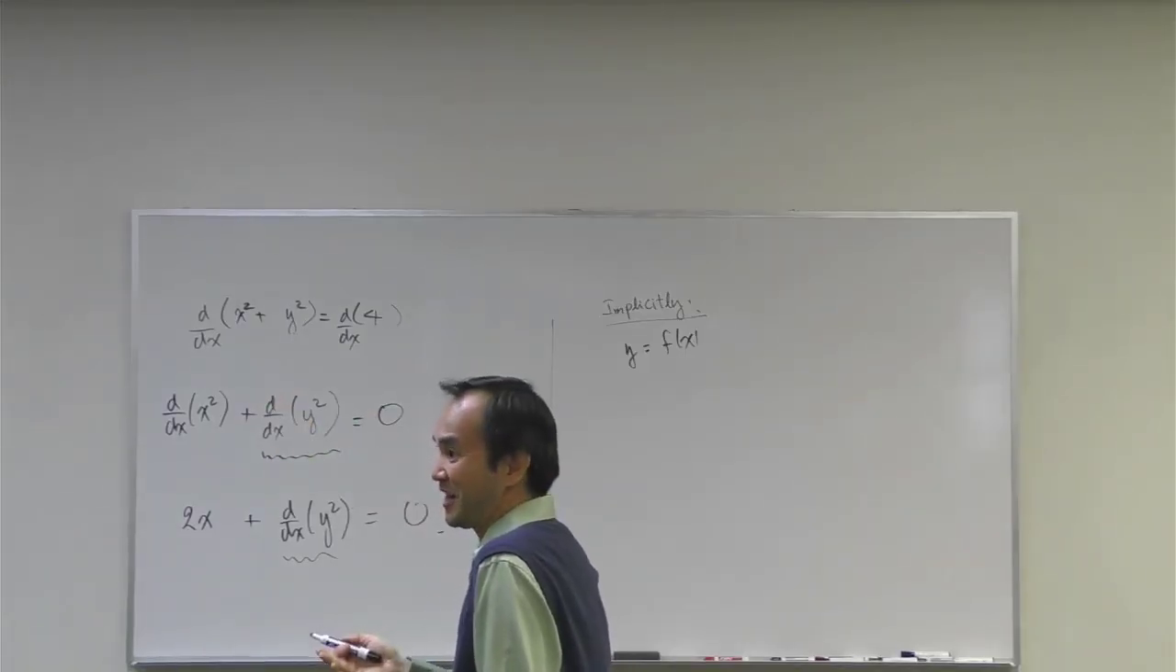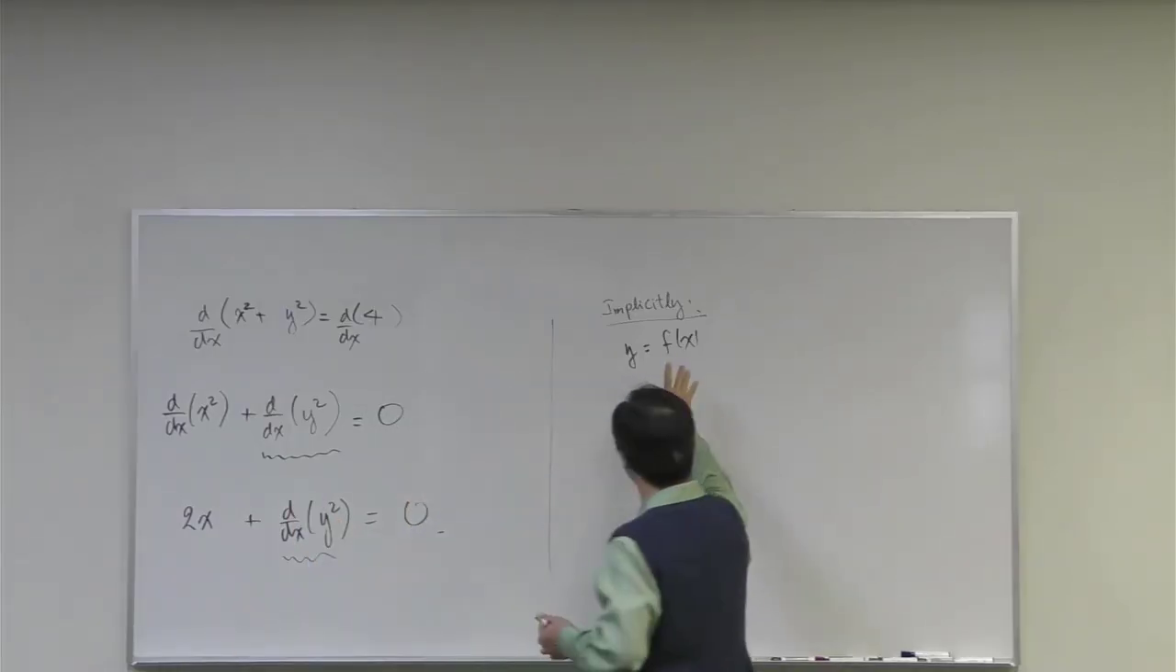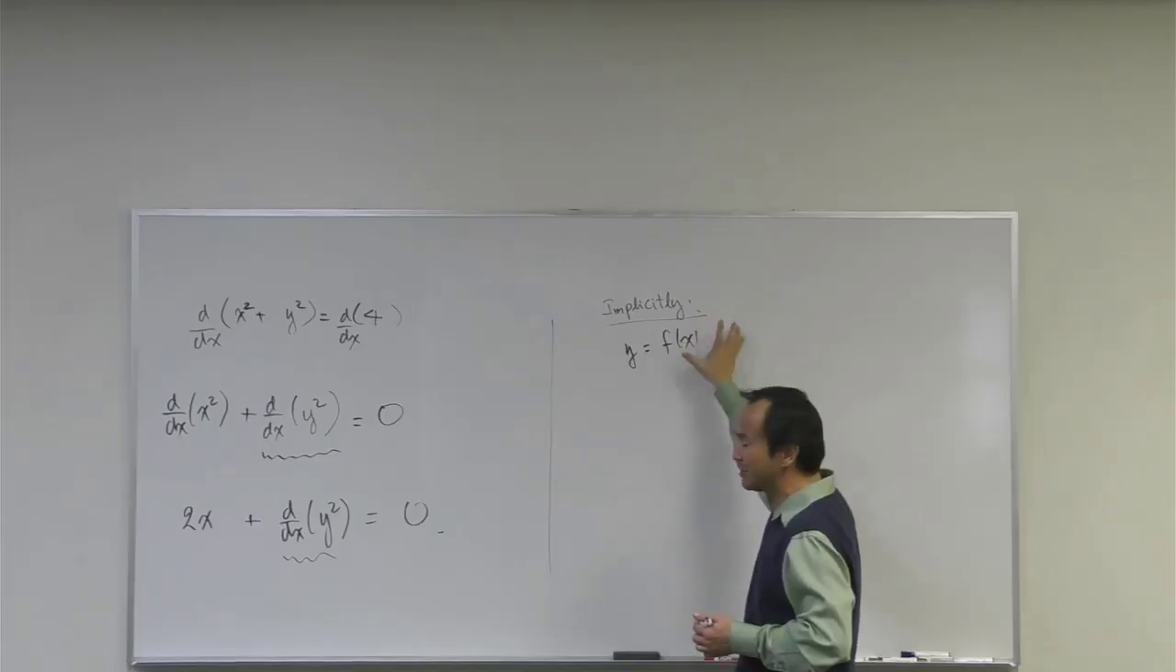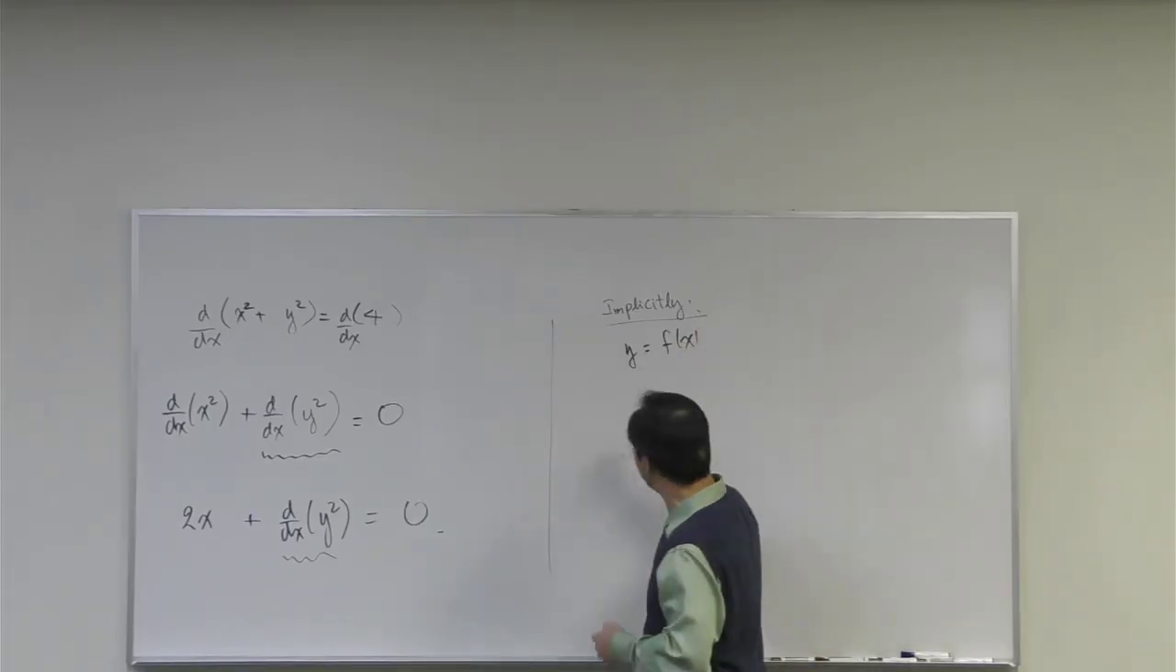Are you following what I'm saying now? Yes? Technically we can do that, but we gave it up. We didn't want to go that way. So implicitly y is some function of x, right? And so now that means what?